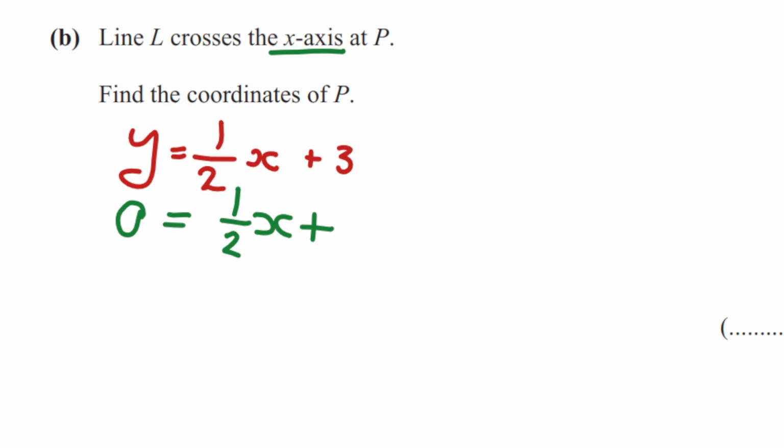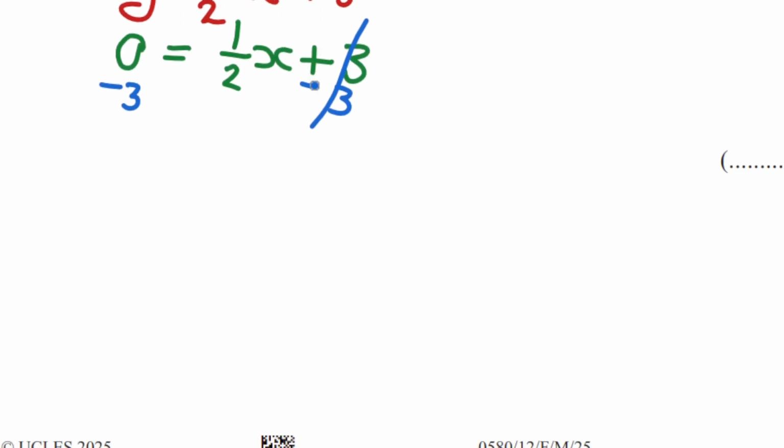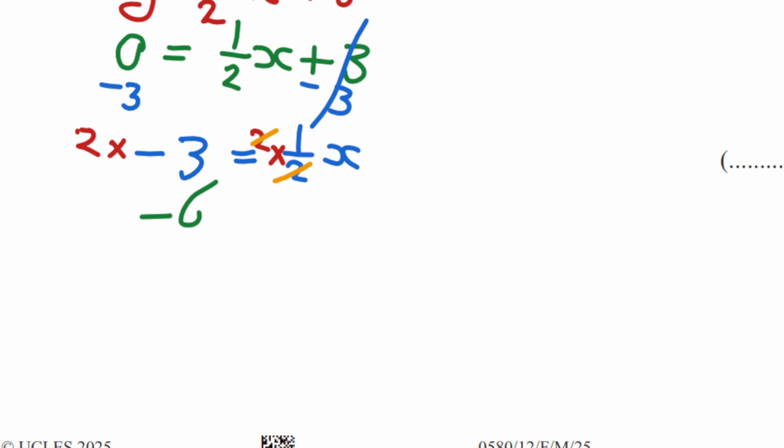And then find x. Now how do we solve this equation? We will do minus 3 on both sides. This will cancel. Then you will have 0 minus 3, which is just minus 3, equals half x. And then we multiply by 2. We multiply by 2. Why? To cancel this 2 here. So, what's 2 times negative 3? 2 times 3 is 6. 2 times negative 3 is negative 6 equal x.